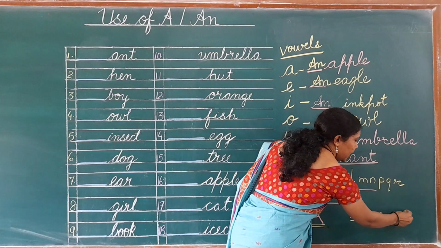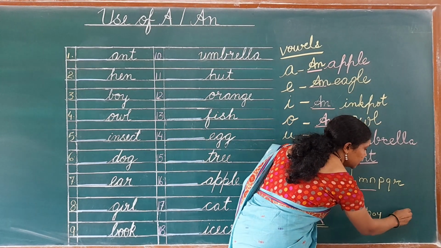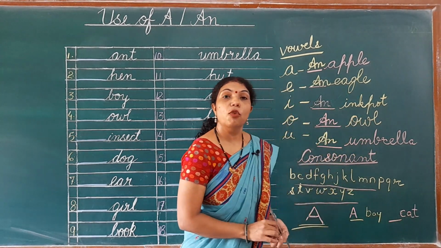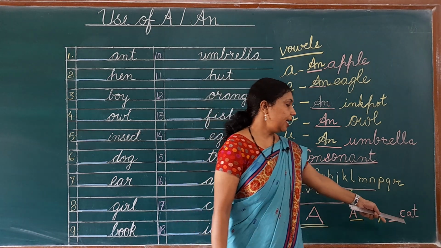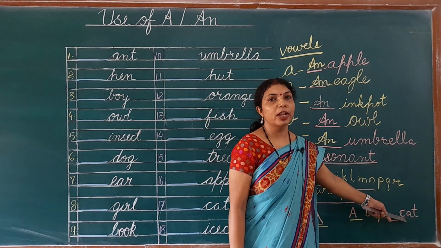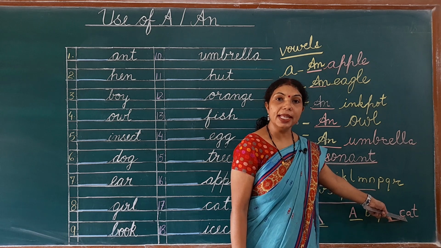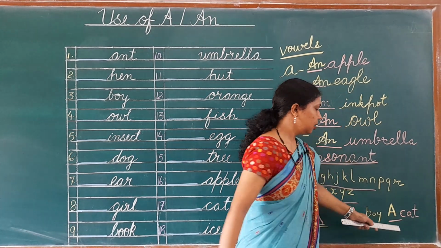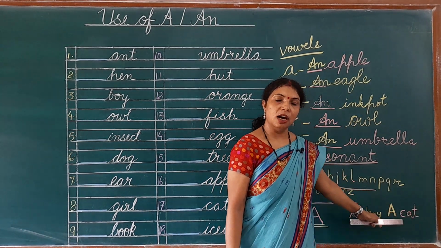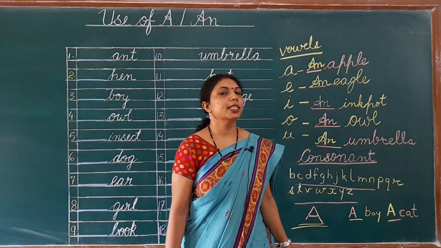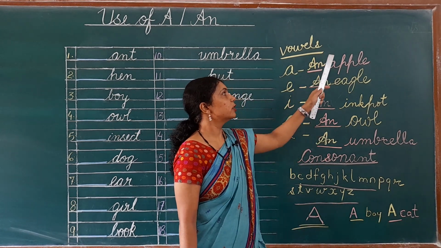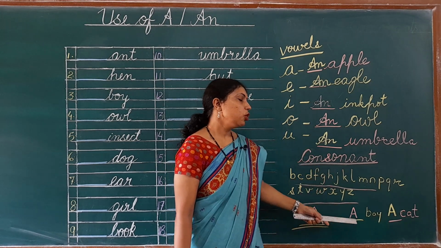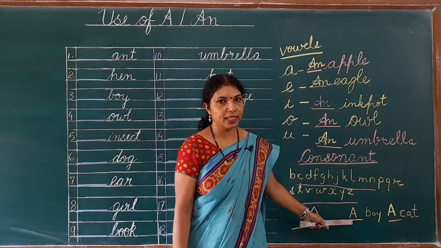In the same way, if I have written C-A-T, cat, then what will we use? C is consonant, and before consonant we have to use a. Here we will write a cat. Okay. Now it's clear that before vowels we have to use an and before consonant we have to use a. Okay, it's clear.